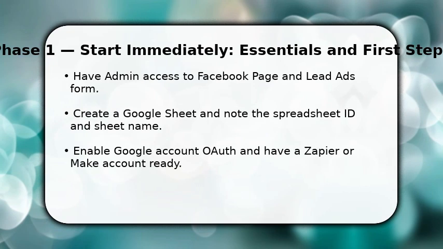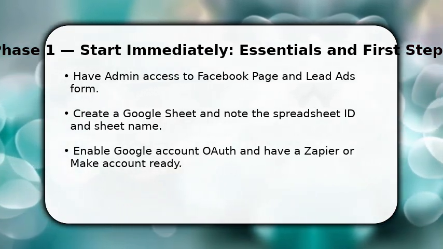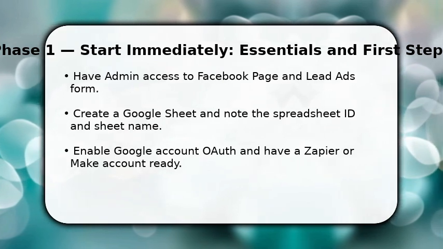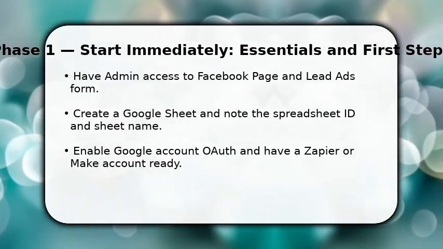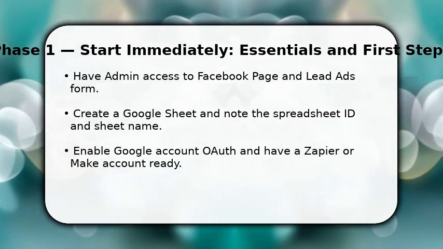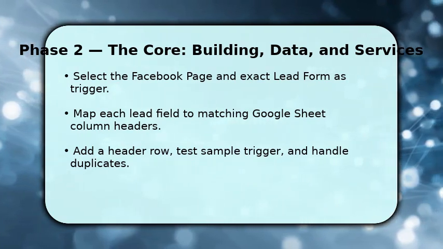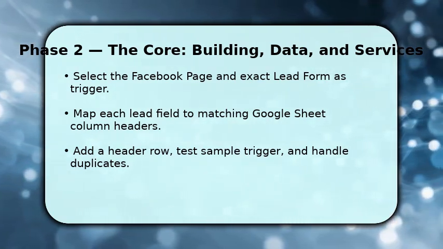Next, sign into Zapier or Make and connect both your Facebook and Google accounts. This authorizes data transfer. Make sure you allow both read and write scopes. Now create a new automation, Zap or Scenario, and choose Facebook Lead Ads as the trigger. Once the trigger is created, pick the exact Facebook page and lead form. This ensures the right data stream.